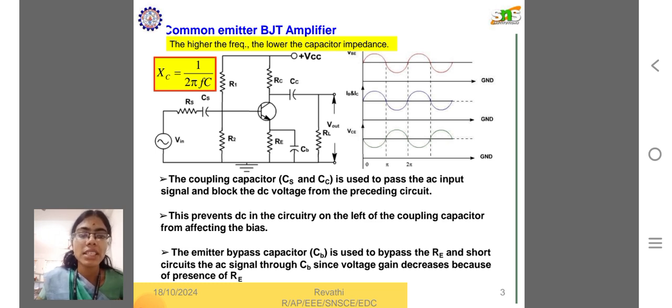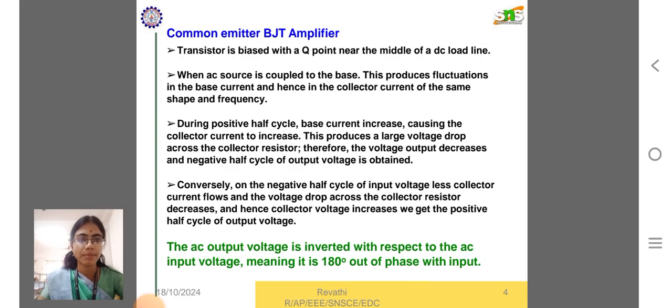The coupling capacitors CS and CC are used to pass the AC input signals and block the DC voltage from the preceding circuits. This prevents DC in the circuitry on the left of the coupling capacitor from affecting the bias. The emitter bypass capacitor CB is used to bypass RE and short circuit the AC signal, since voltage gain decreases because of the presence of RE.